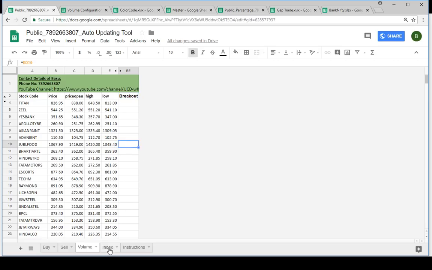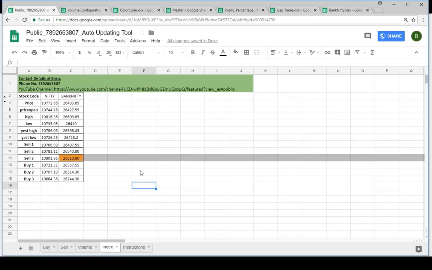Okay, so with that, the next one I'll come to is the index tab, a very, very important tool. If you keep observing this for a week or so, you will come to know the importance of this tab.